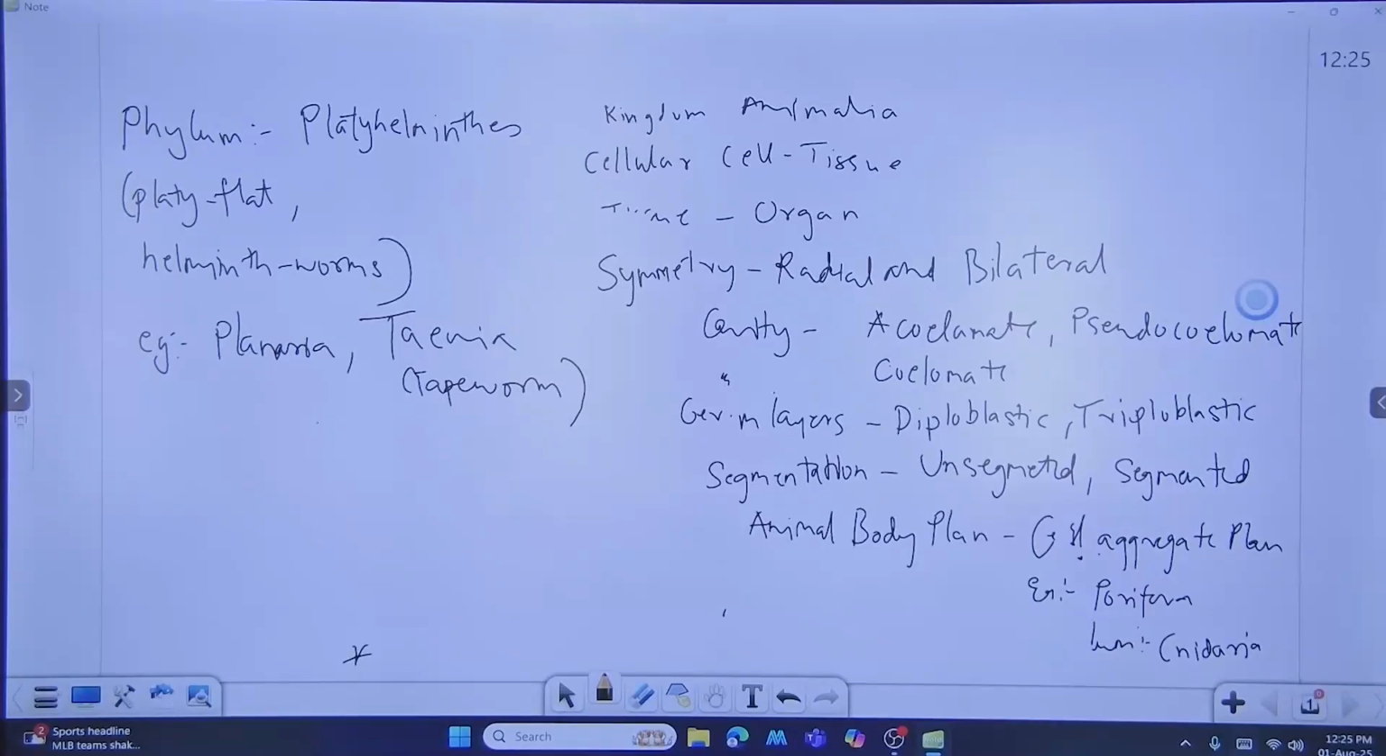Draw this diagram of Ascaris and Wuchereria and learn the parts by heart. Try to memorize.